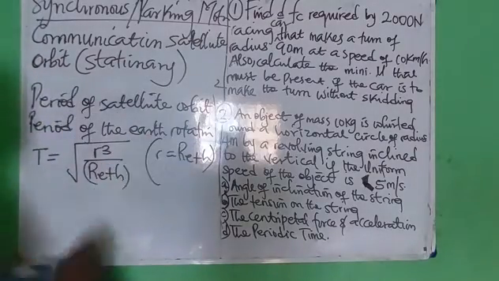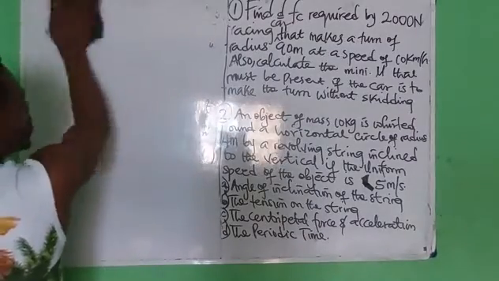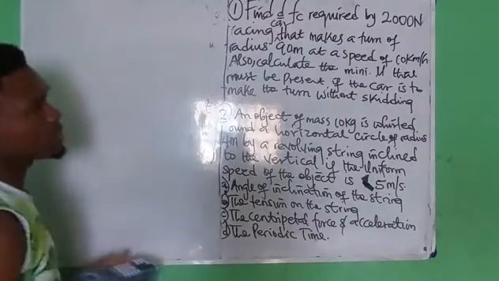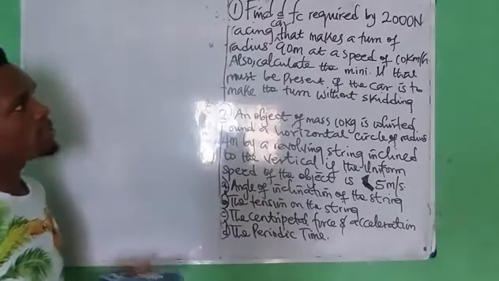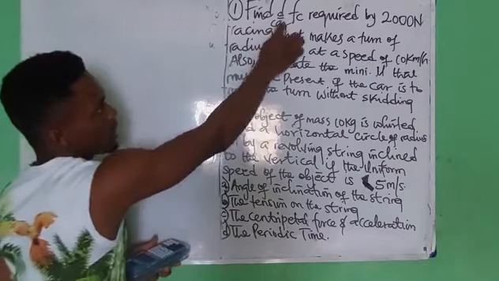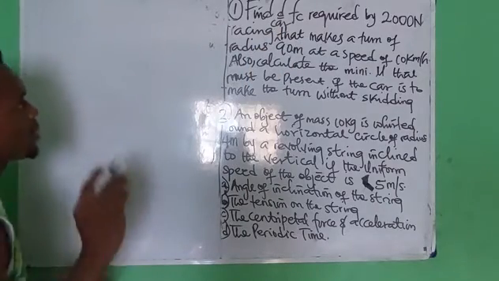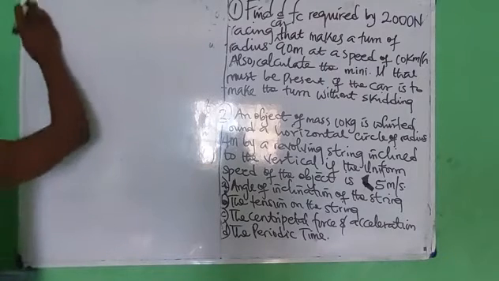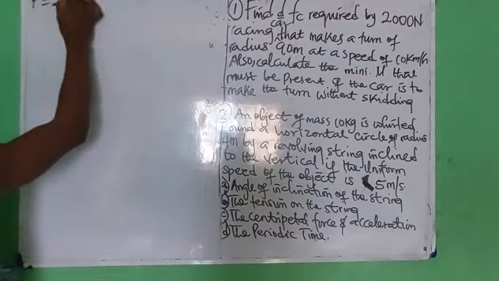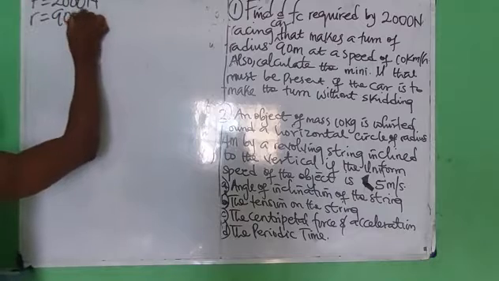So let's jump into calculation. Find the FC. FC there represents the centripetal force required by a 2000 Newton racing car that makes a turn of radius 90 meters. So let's bring out our parameters. Force is given as 2000 Newton. Radius is given as 90 meters.